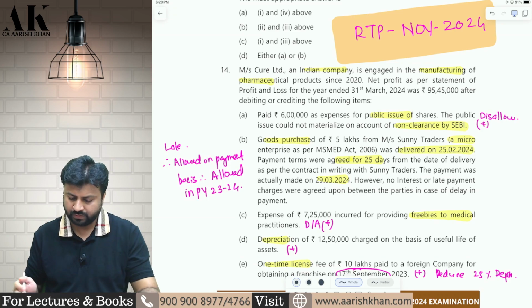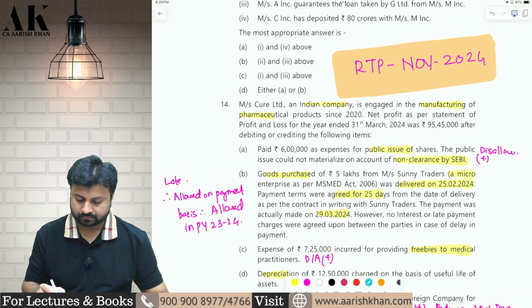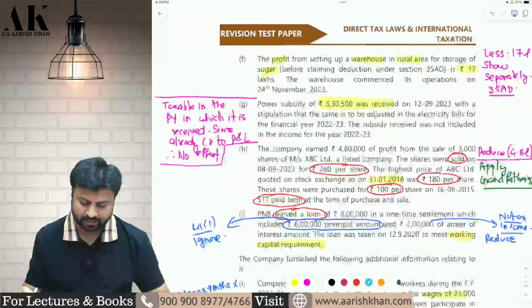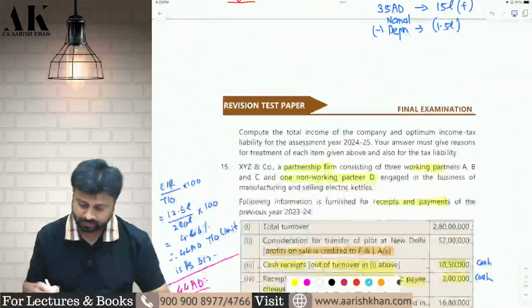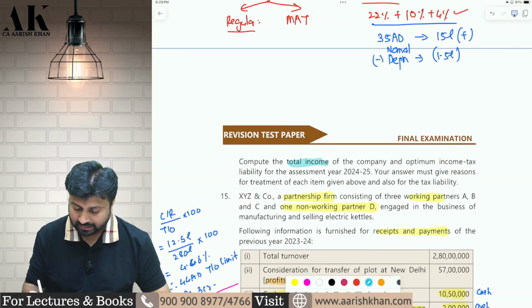The very first question over here is on total income. Now, this is an Indian company engaged in manufacturing of pharmaceutical products. And what are we supposed to do over here? It's a beautiful question, very beautiful question. They have asked total income of the company and also they have asked optimum tax liability.